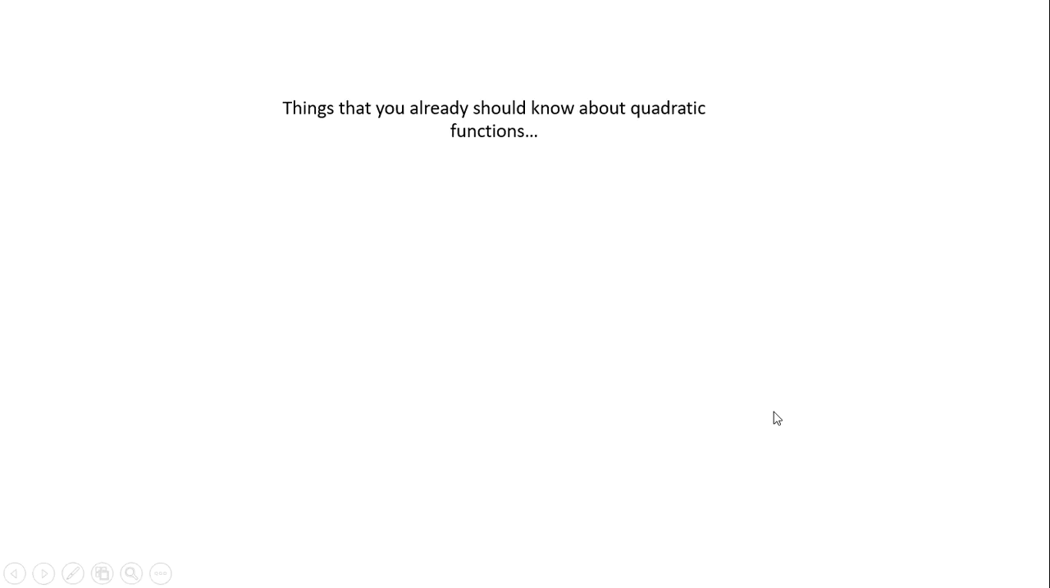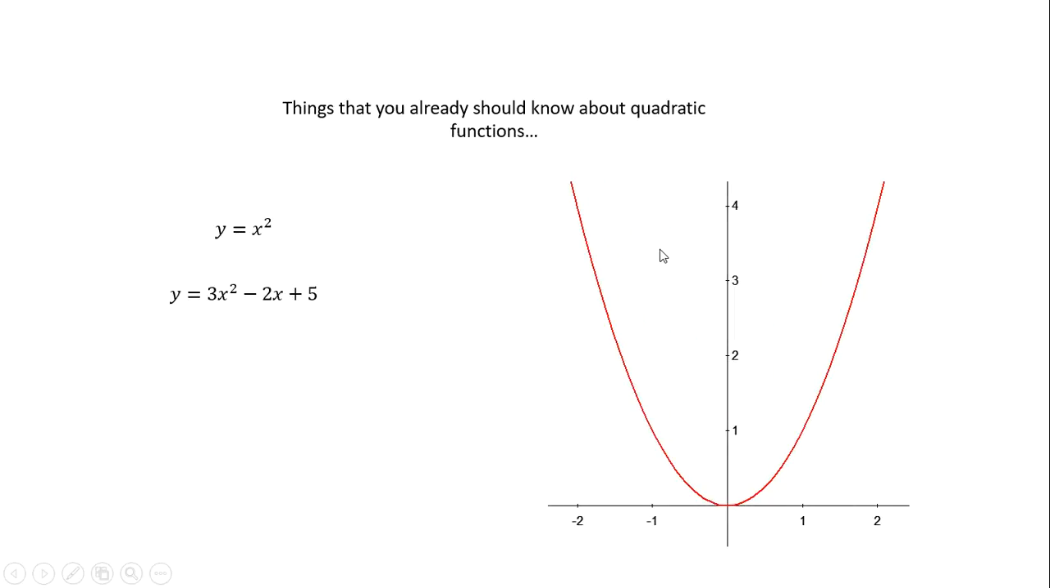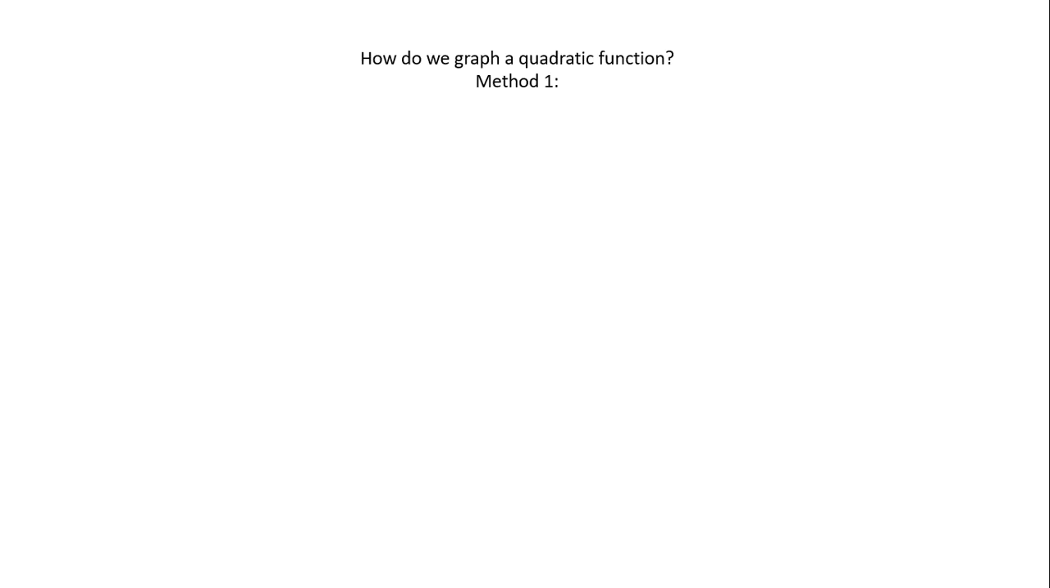So, things that you should already know about quadratic functions. You should know that the equation is going to look like something like y equals x squared, or perhaps something more difficult, like y equals 3x squared minus 2x plus 5. You should also know that the graph of a quadratic is going to be this curvy shape that we call a parabola. Something else you should know about quadratic equations is how to factor them. That's something you dealt with a bit in Algebra 1. We will be looking at it again in Algebra 2. However, we won't get there until a little bit later on in the chapter. But if you're thinking, wow, I don't remember how to factor, you might want to start looking at that.